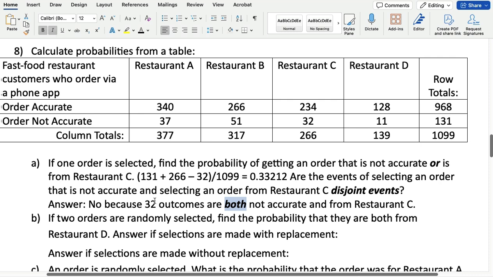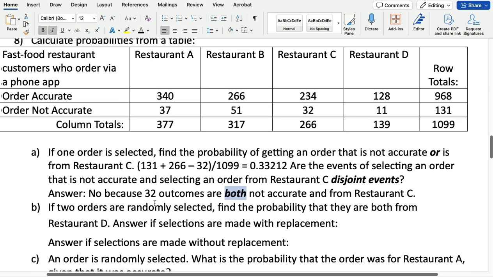Okay. Let's look at the second probability question based on this table. Suppose we select two orders. So we just randomly pick one order and then we select another order. Find the probability that they are both from restaurant D. And there's two ways that we're selecting them. So what if the selections are made with replacement? So let's talk about with replacement first.